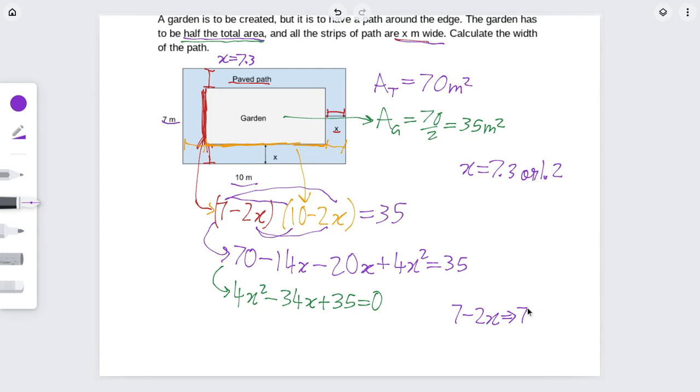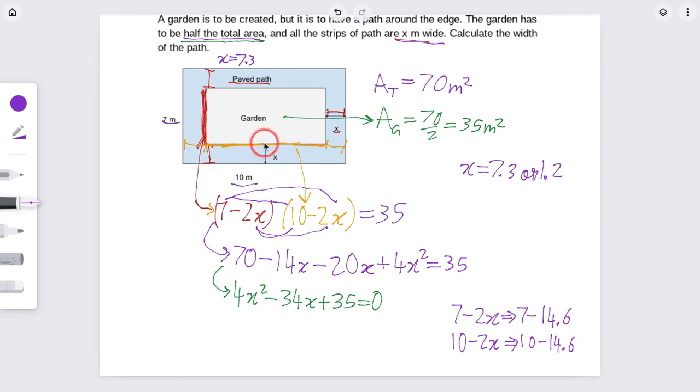2 times 7.3 is 14.6, so 7 minus 14.6. Okay, this is a bit weird. This will get us some kind of negative number, and that's not what we want. Let's do the 10 over here. I'm pretty sure it's going to get us the same thing as well. 10 minus 2x is equal to 10 minus 14.6.